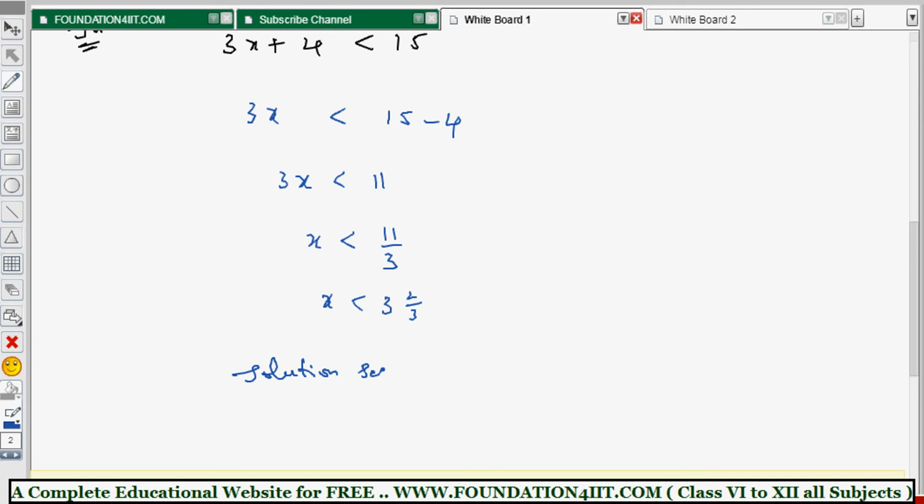Okay, the solution set is 1, 2, 3, because natural numbers start from 1, 2 and 3, and x is less than only 3 2 by 3. So it is 3 point something. So it's 3, and you can also take 1, 2, 3.